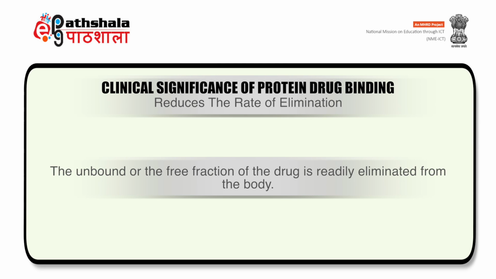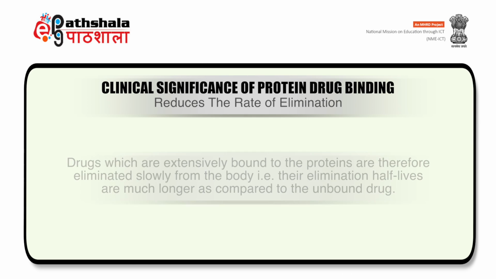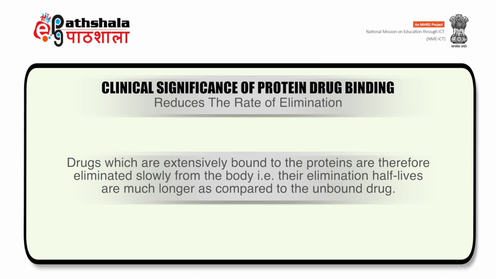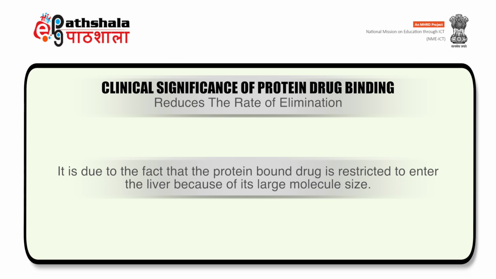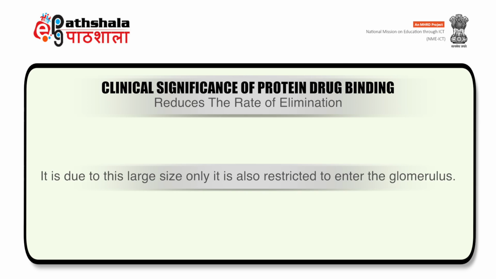The unbound or free fraction of the drug is readily eliminated from the body. Drugs which are extensively bound to the proteins are therefore eliminated slowly from the body, that is, their elimination half-lives are much longer as compared to the unbound drug. It is due to the fact that the protein bound drug is restricted from entering the liver because of its large molecular size. It is due to this large size only that it is also restricted from entering the glomerulus.